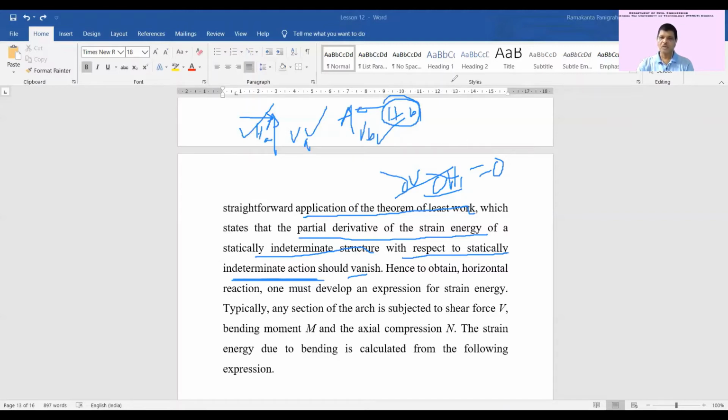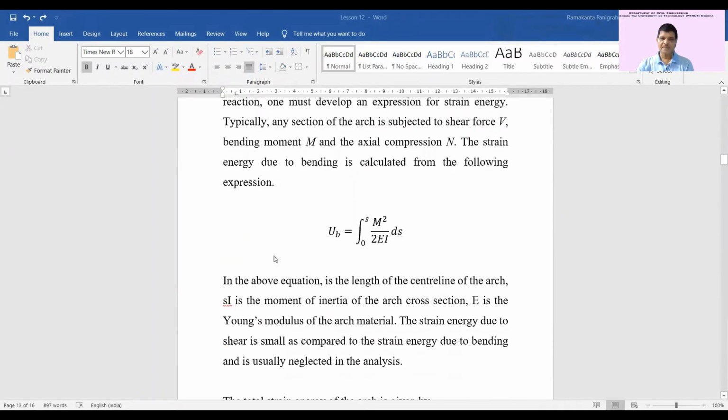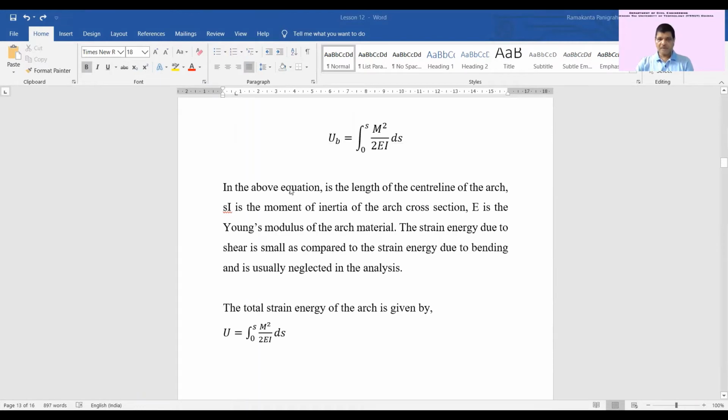Let us see how we calculate this bending energy due to bending, which is predominant. Now you can calculate the bending energy, which is equal to the integral of M squared by 2EI ds, where M is the equation for bending moment, and it varies from 0 to S. S may be any value in that range you have to see, depending on loading, where the load is given, and how the section you are taking.